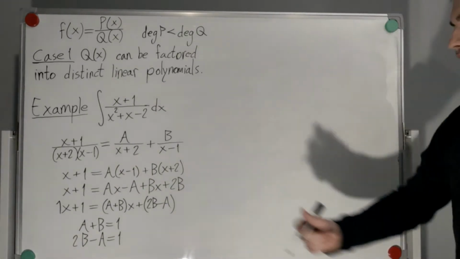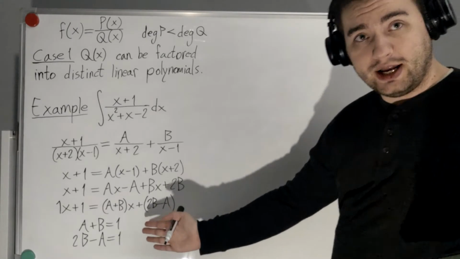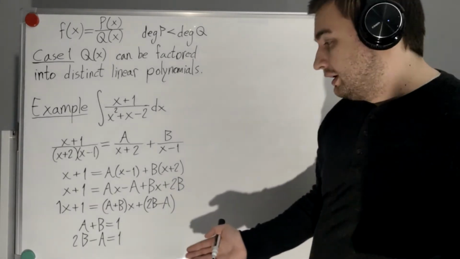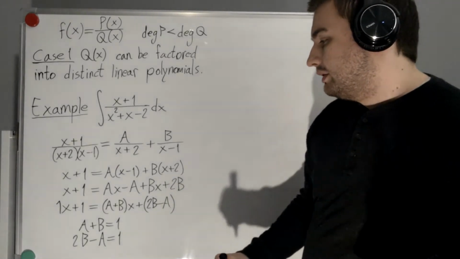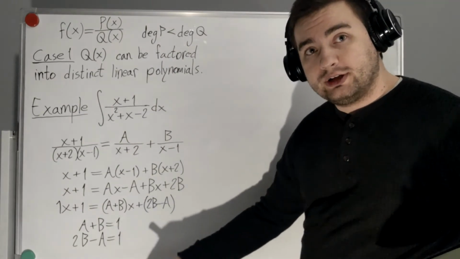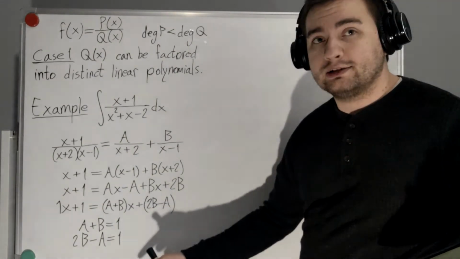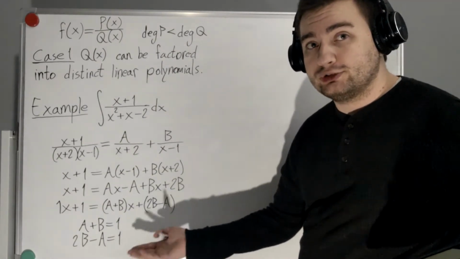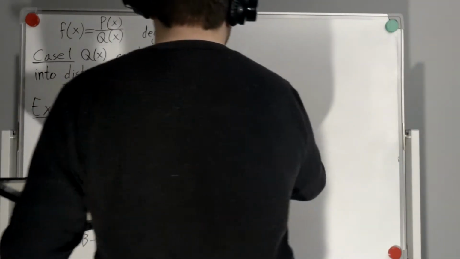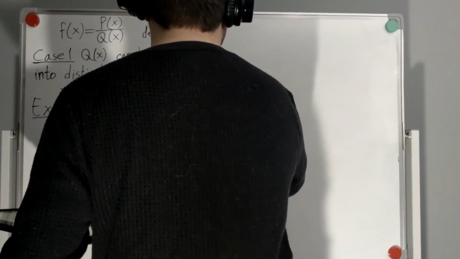Now you can solve this system of equations for a and b. Probably the easiest way to do that would just be to add these two equations together, because when you do that, the a's cancel, and then you just get 3b equals 2.